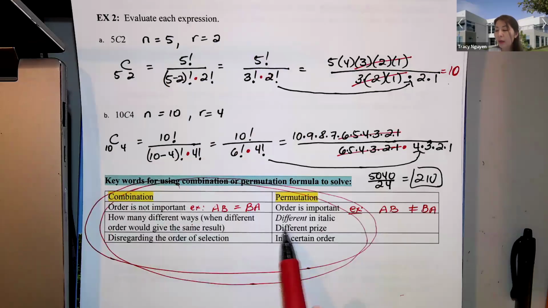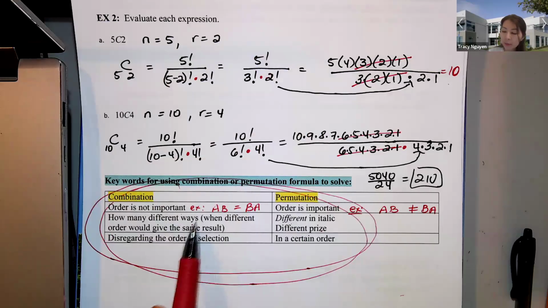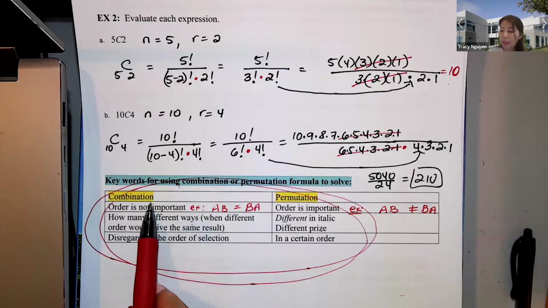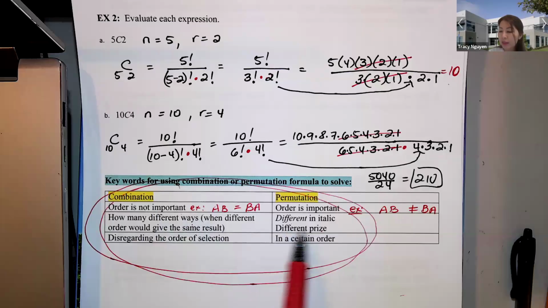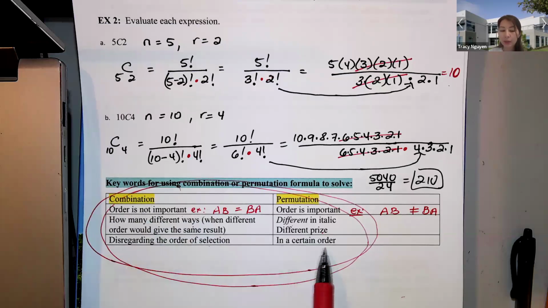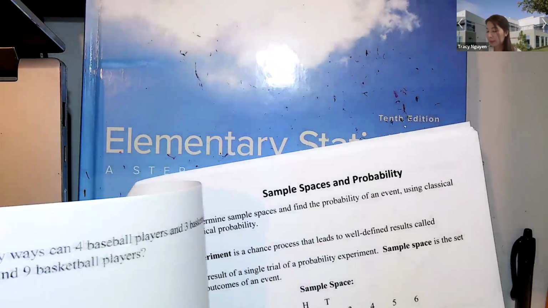So look for this in your assignments on ALEKS, on the quiz, on the exam. When you see the word different, make sure that the writing is the same as the rest of the sentence, then you use combination. But if you see that it is written in italic, it means you want to use permutation. When it tells you disregarding the order of selection, meaning that order is not important, that's combination. When it tells you in a certain order, meaning that order is important, that's permutation. Okay, let me show you some word problems.